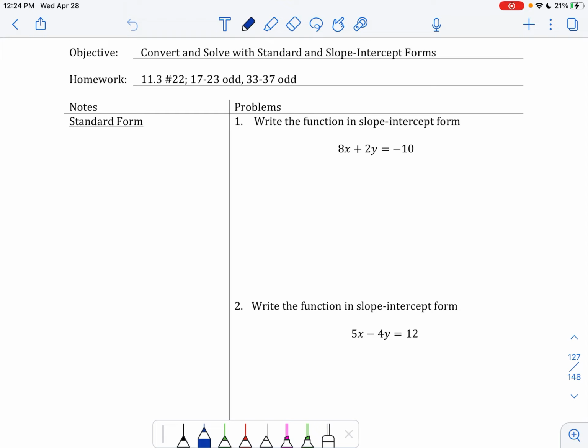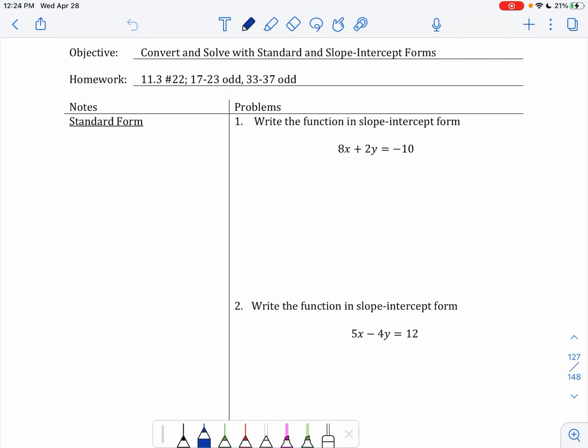All right, so looking at some of the work we've been doing this last week, I wanted to go over some of these skills a little bit to practice as well as introduce a new skill. So we're going to talk about converting and solving with both standard and slope-intercept forms.